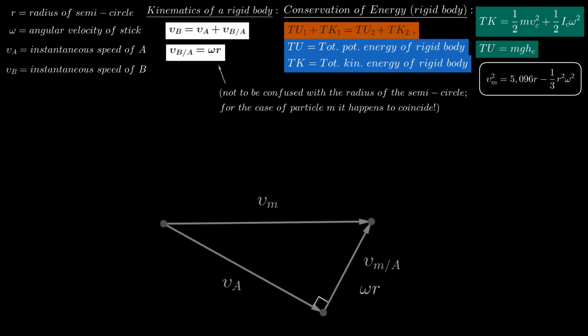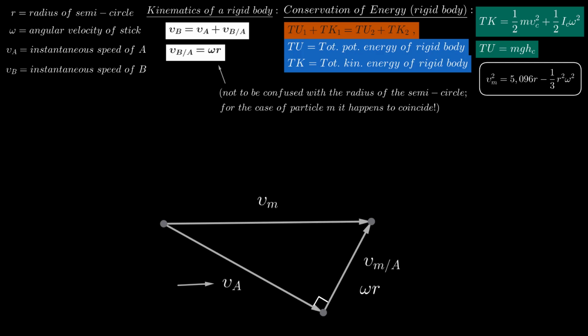So this diagram here depicts our physical situation perfectly so far. This here is the total speed of the midpoint. This here is the rotational component, which is perpendicular to the distance vector. And this is the translational component. As we said earlier, the instantaneous speed of particle A lies on the distance vector.